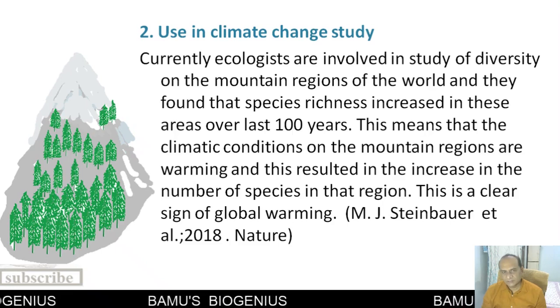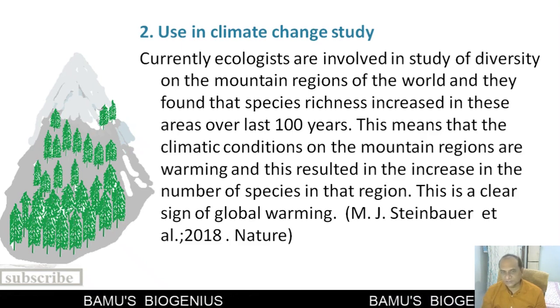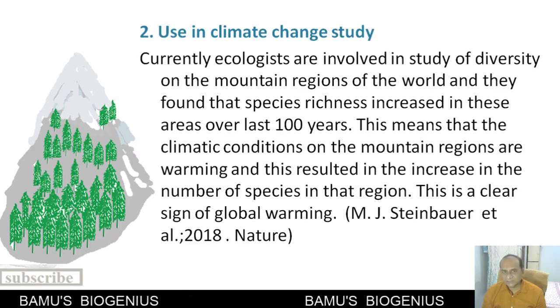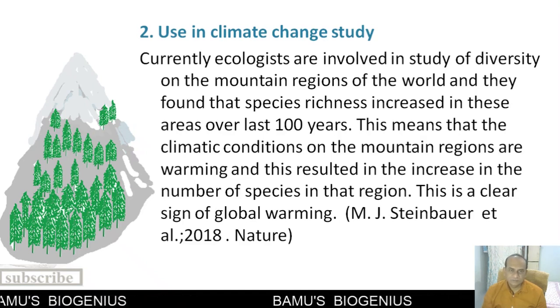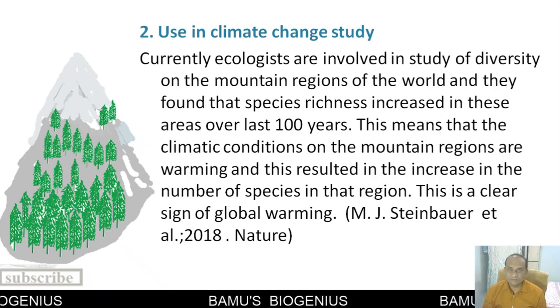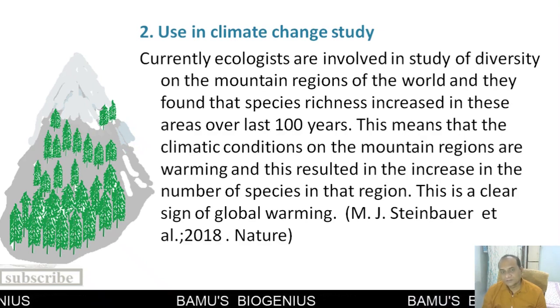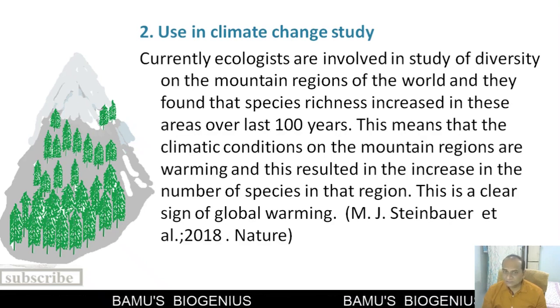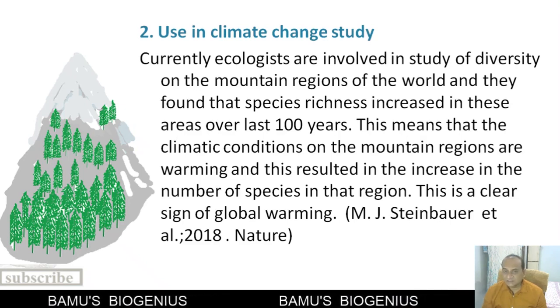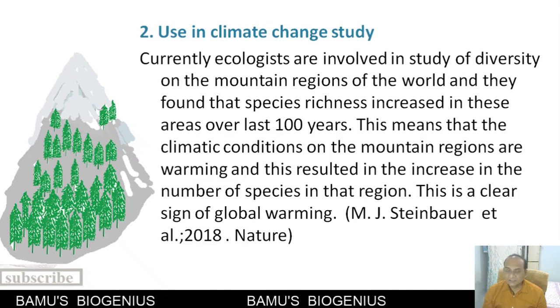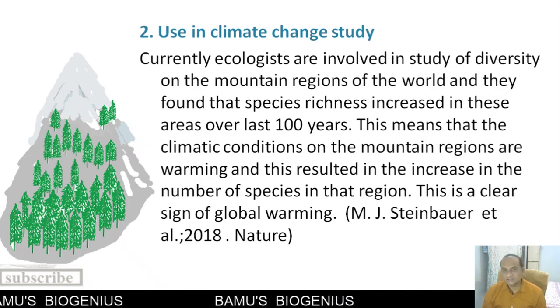Now the second application of the species area relationship curve is its use in climate change studies. We know that the slope of the line can be used to study the increasing or decreasing diversity of a given area. The ecologists who were studying the mountainous regions of the world observed an increase in the number of species in mountainous regions over the last 100 years.